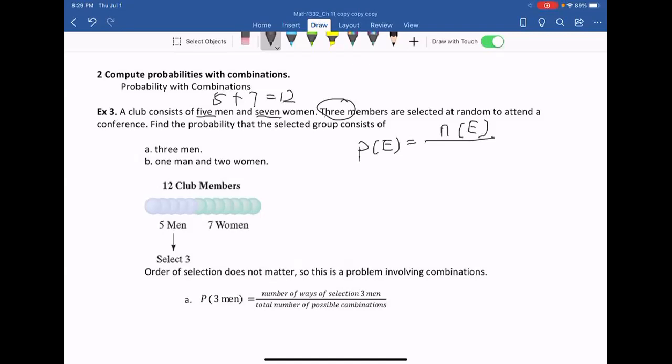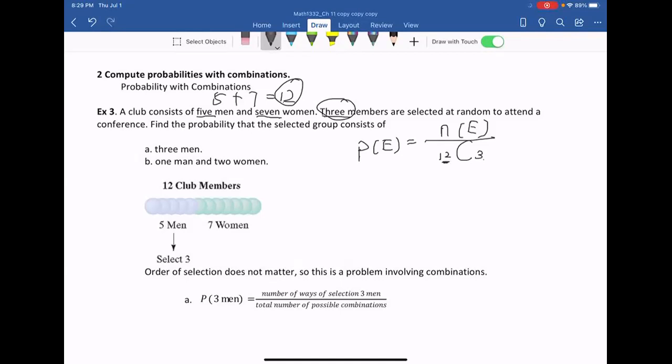Right now, the sample space is selecting 3 members from 12 people, without ordering them. So that means 12C3: select 3 persons from 12. Let's see the first question.